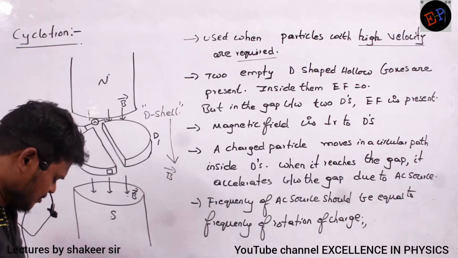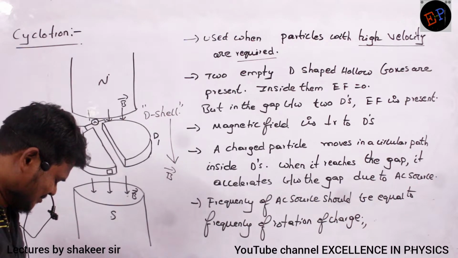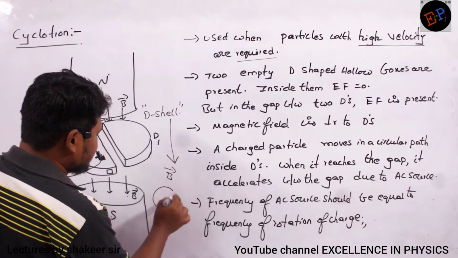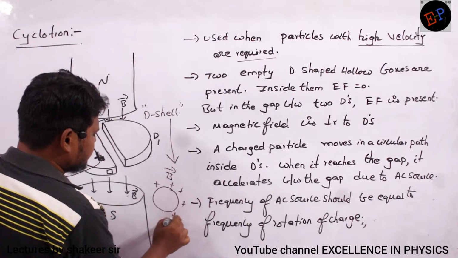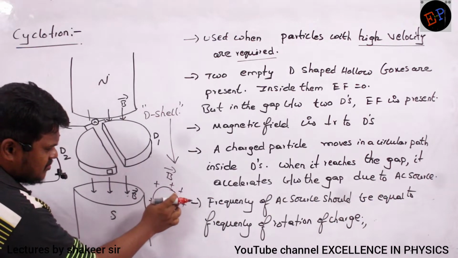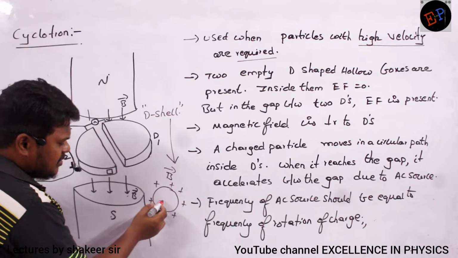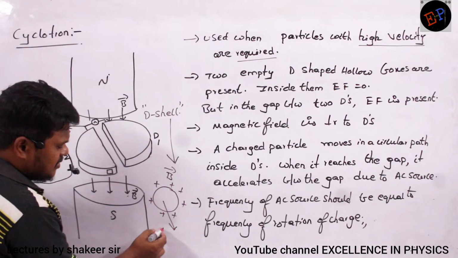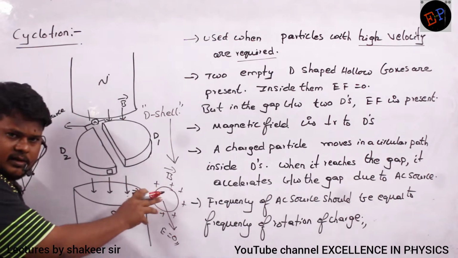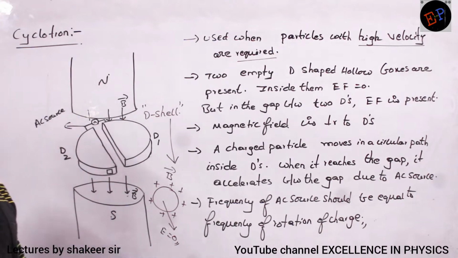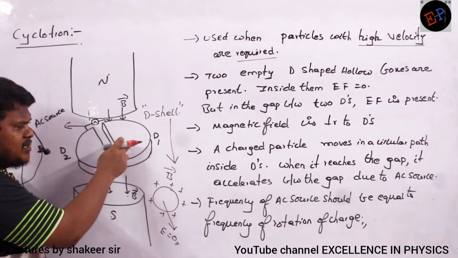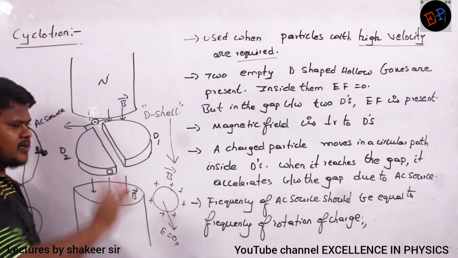What is the reason? The reason we have already studied. See here, for example, this is a charged sphere. If it is a charged sphere, the electric field is present only on the surface and at outside points. The electric field on the inside will be zero. If it is a shell, the electric field inside the shell will be zero. So this is also like a shell only, an empty box. So inside this D shell, you can say the electric field will be zero.